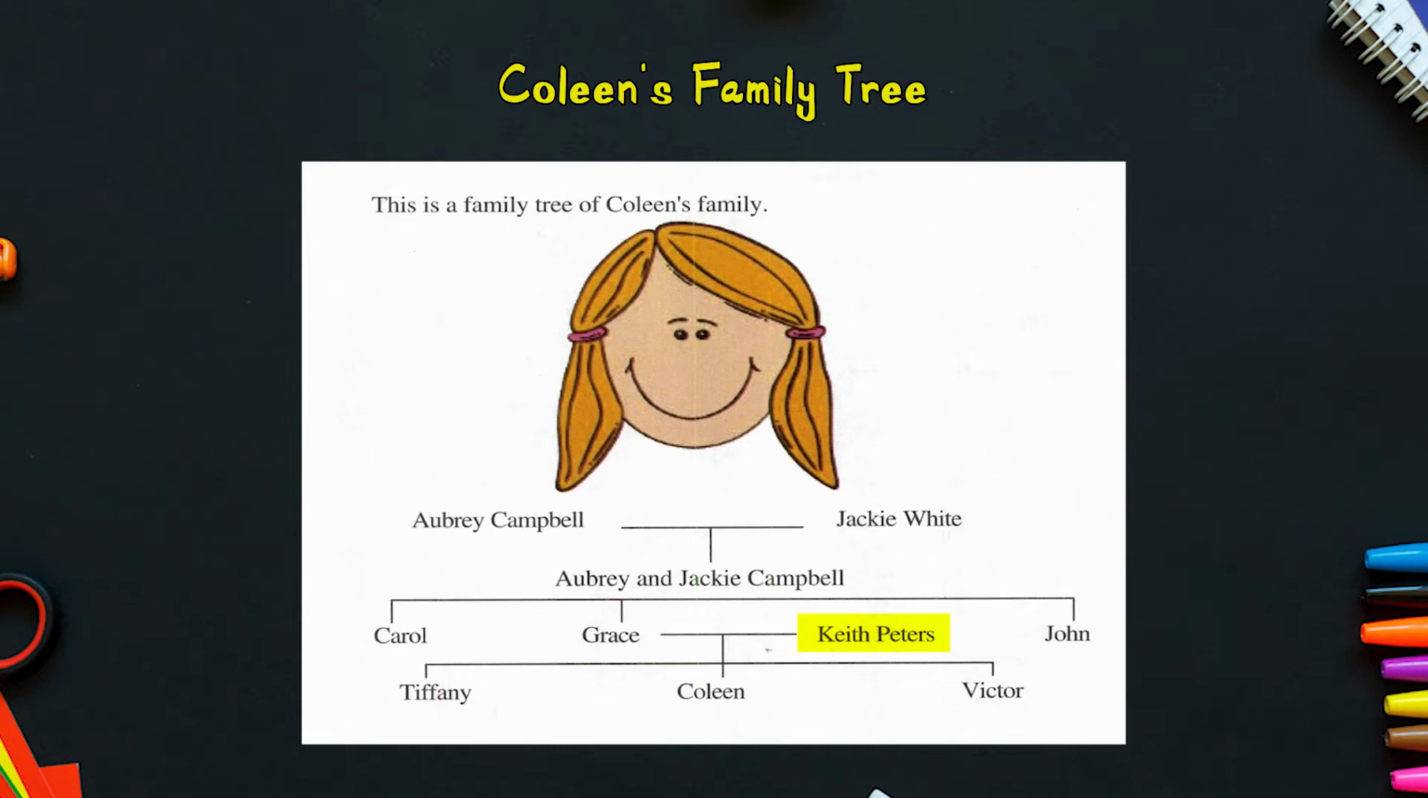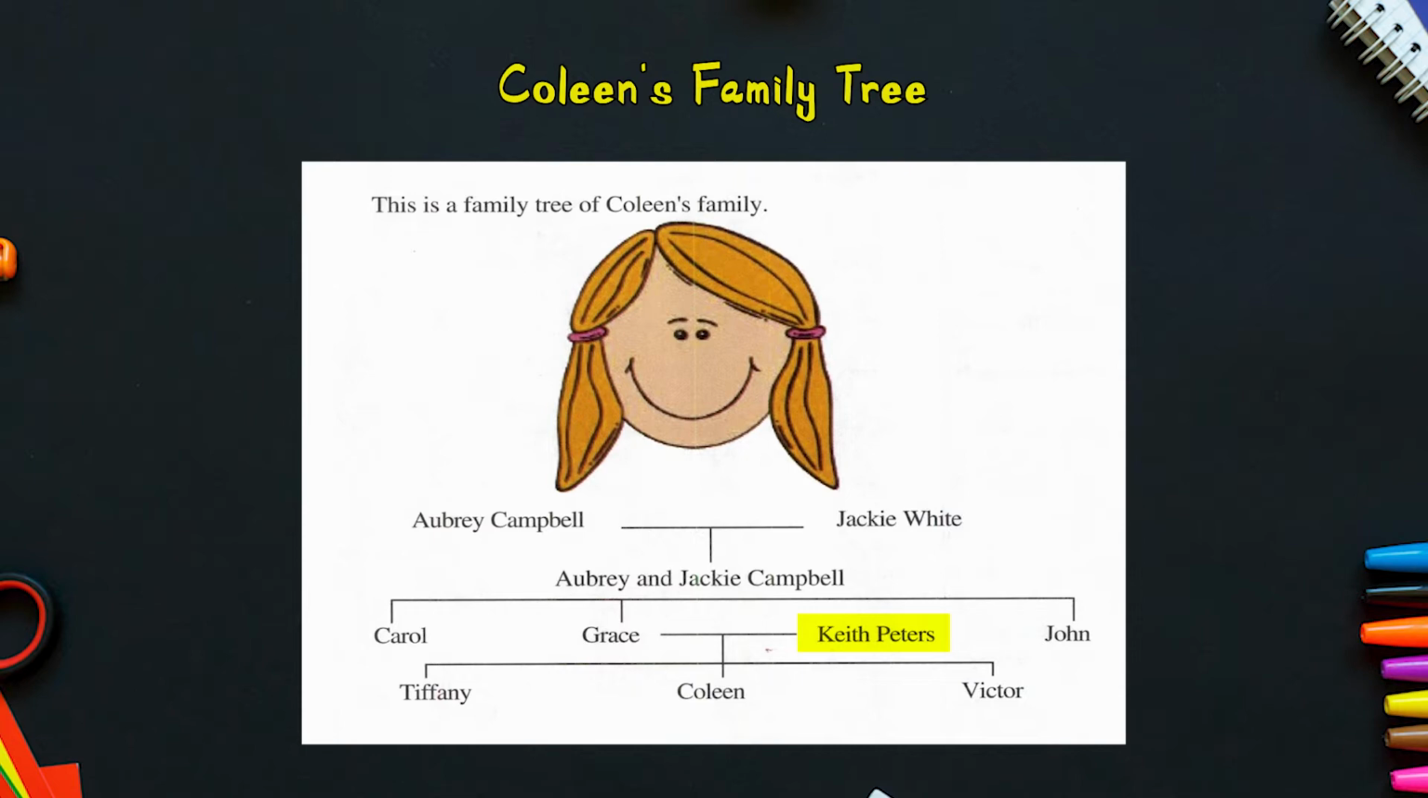Yes, that shows that Grace got married to Keith Peters. So Grace's new surname becomes Peters. She is now Grace Peters. Now, did Grace and Keith have children or offsprings of their own?